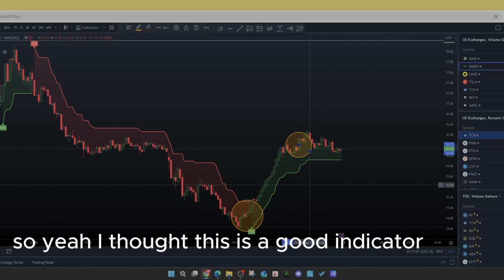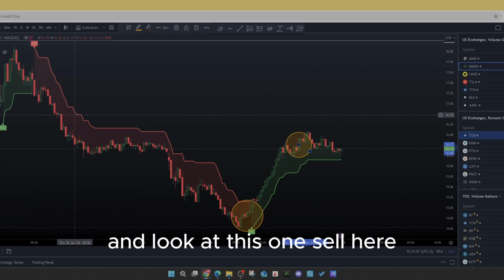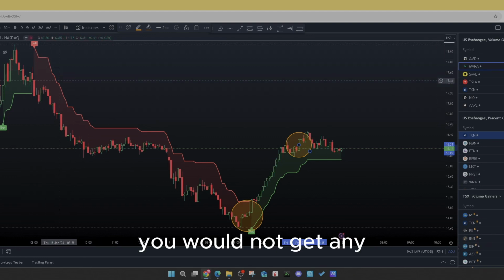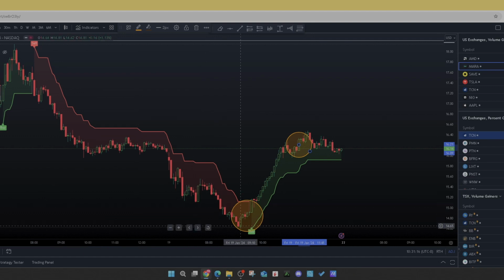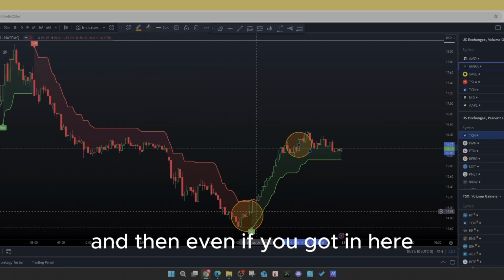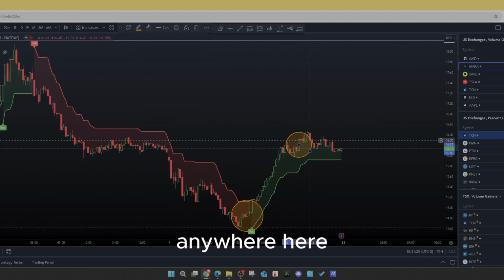So yeah, I thought this is a good indicator to use, and look at this one, sell here. You would not get any buy alert or indicator all the way to here. That's perfect. And then even if you got in here, anywhere here, you're still in profit.